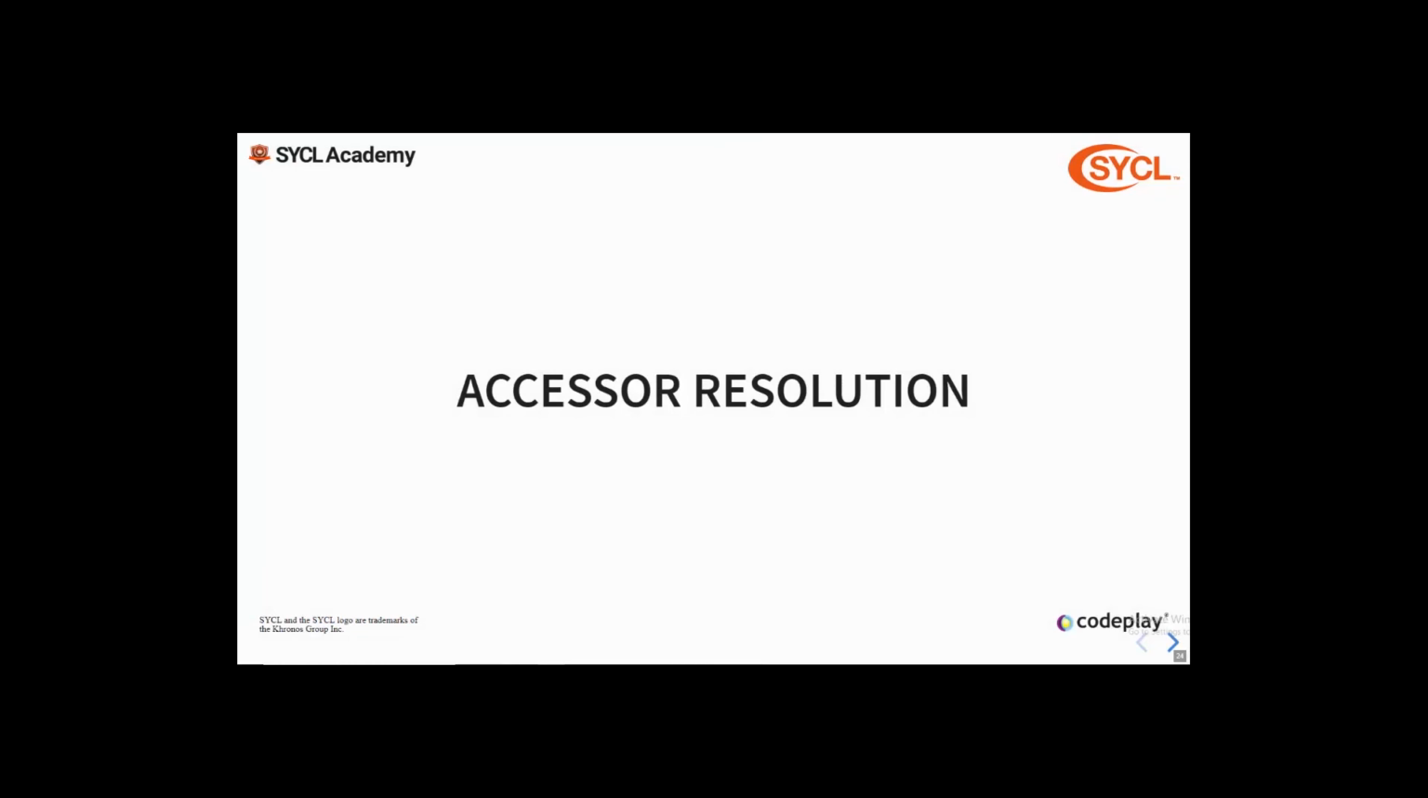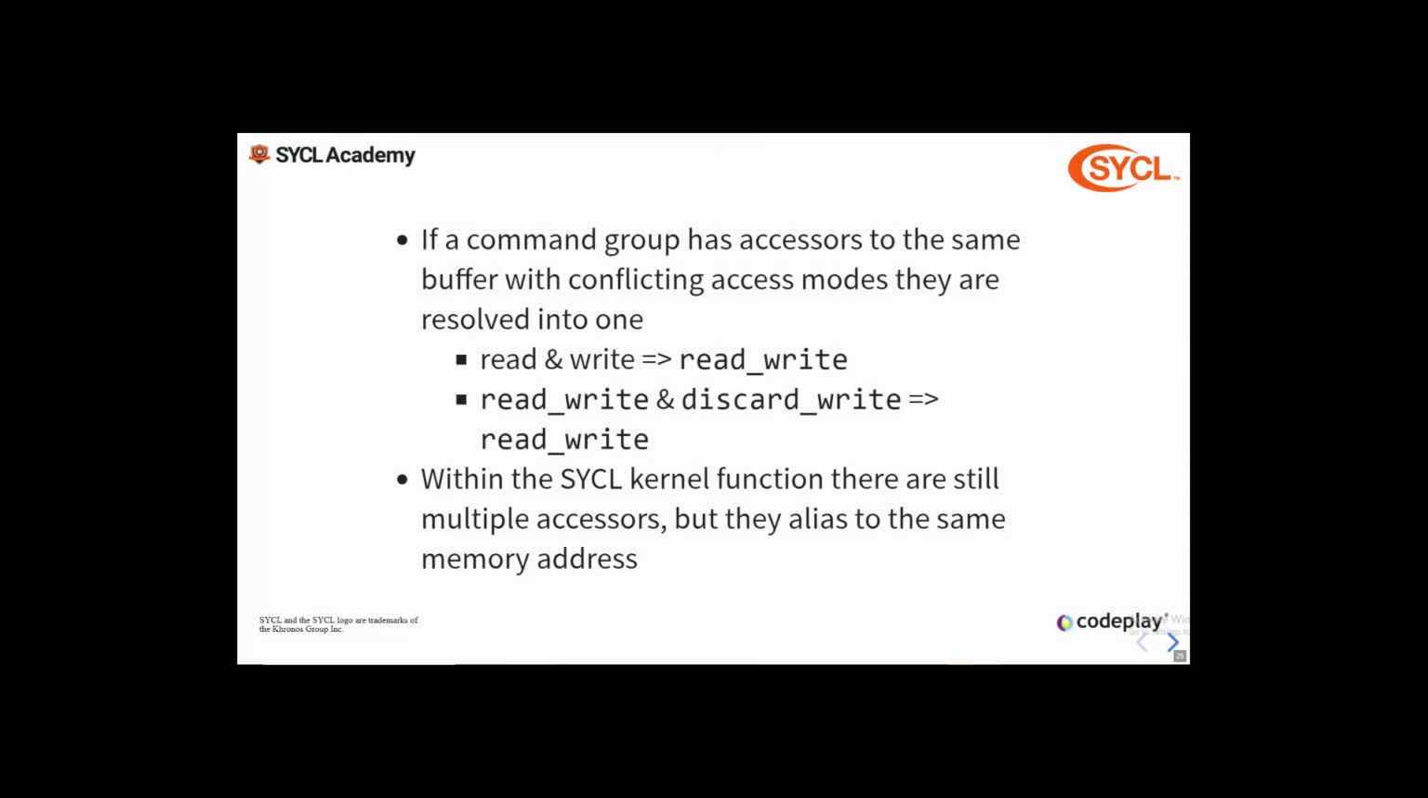Next, we're going to take a look at accessor resolution. If a command group has more than one accessor to the same data with conflicting access modes, they need to be resolved into one access mode in order to determine what the dependency is. The rules are, if you have both a read component and a write component, the result is the sum of those, so it will be a read-write access mode. Also, if you have an access mode with the discard component and one without, the result is one without, as that's the stronger guarantee. Within the kernel function you still have multiple accessors, but the runtime dependency is resolved and the accessor is aliased to the same data.